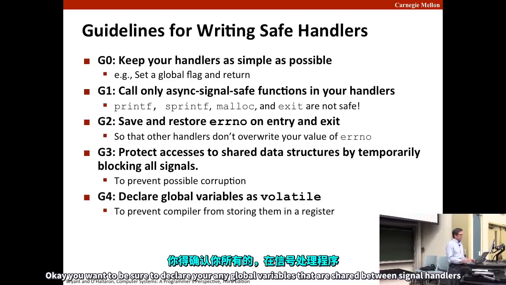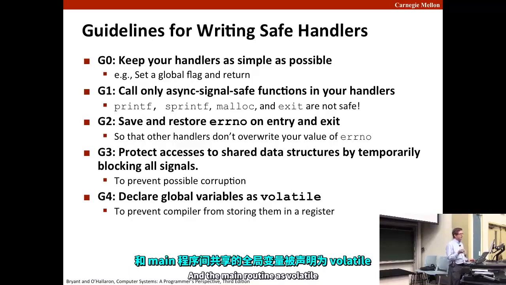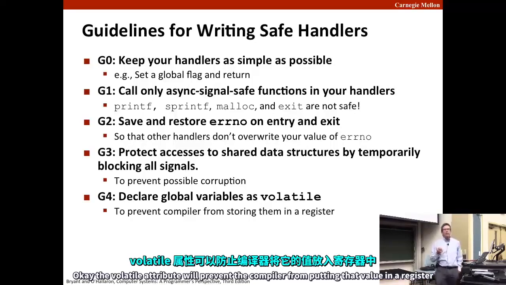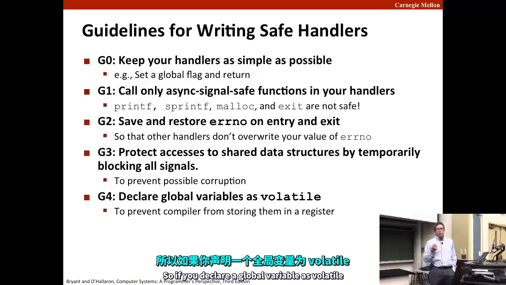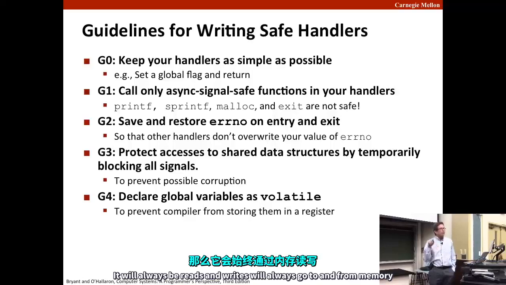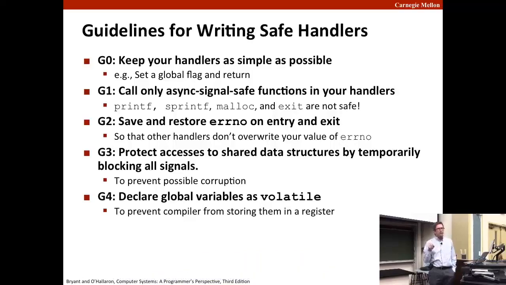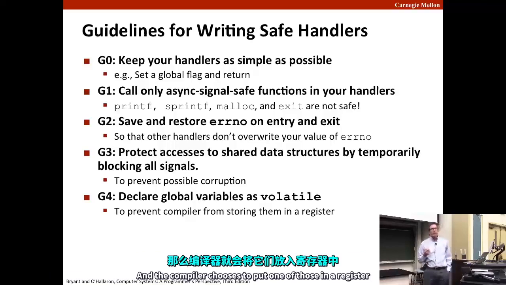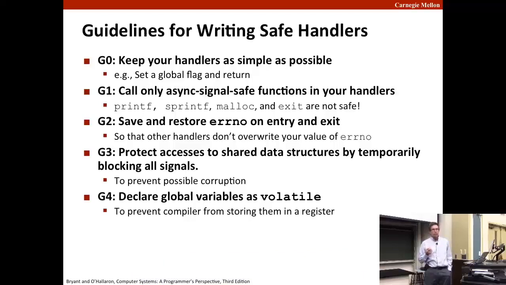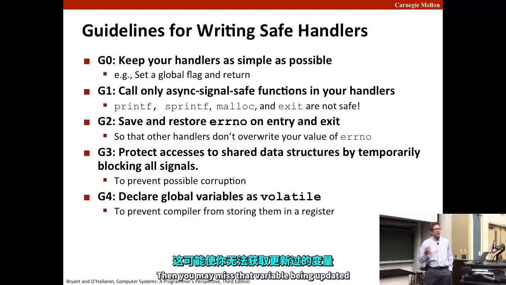Okay, you want to be sure to declare any global variables that are shared between signal handlers and the main routine as volatile. Okay, the volatile attribute will prevent the compiler from putting that value in a register. So if you declare a global variable as volatile, reads and writes will always go to and from memory. Okay, so this is very important, right? If you don't declare these global variables as volatile and the compiler chooses to put one of those in a register, then you may miss that variable being updated.